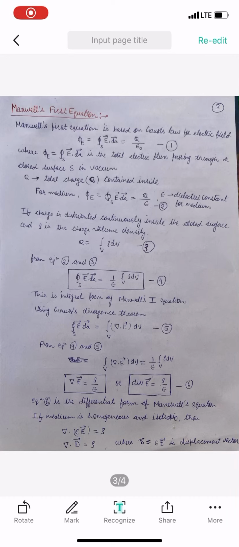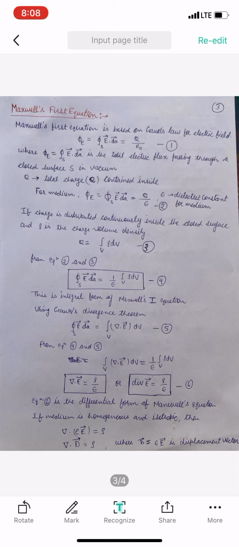Next topic is Maxwell's equations of electromagnetism. There are four equations of Maxwell. We will study the first equation, Maxwell's first equation, first. It is based on the Gauss law for electric field. What is the Gauss law of electric field?